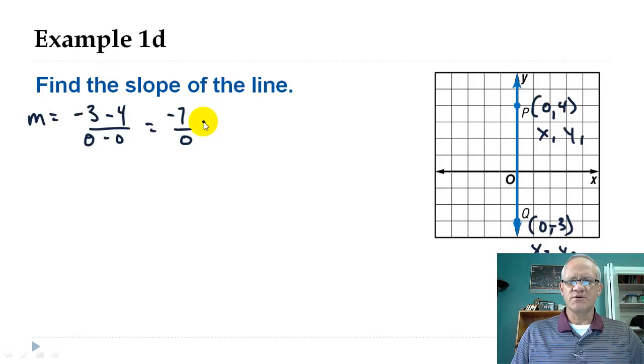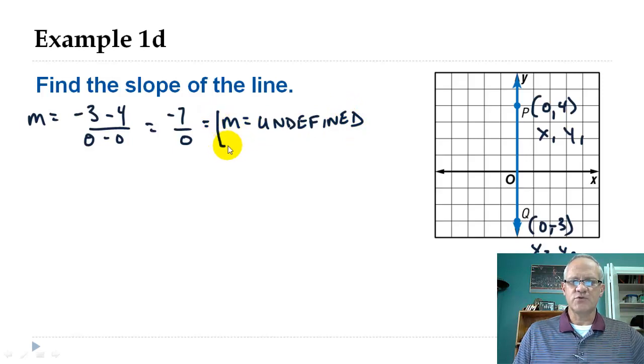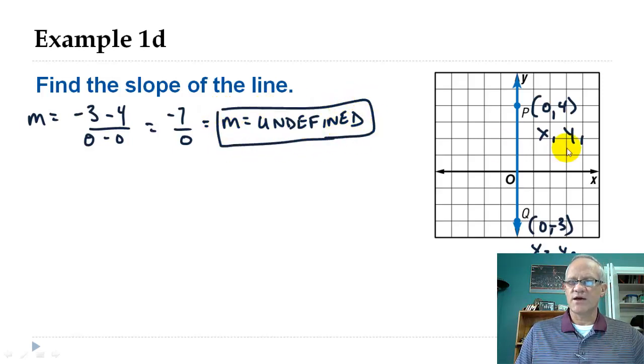Well, if you type it in your calculator, it's going to say error, can't divide by 0. This is not possible mathematically. And so we have to do something different here. We're going to say that the slope is what we call undefined. Whenever a line is straight up and down, we say the slope is undefined. So undefined is straight up and down.